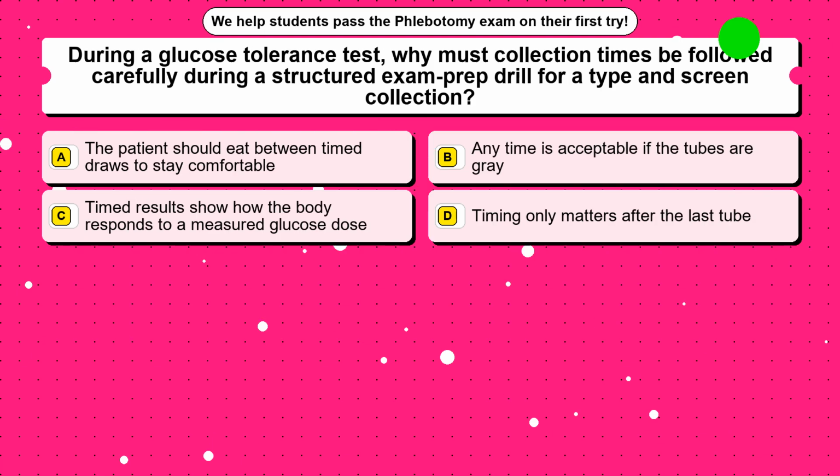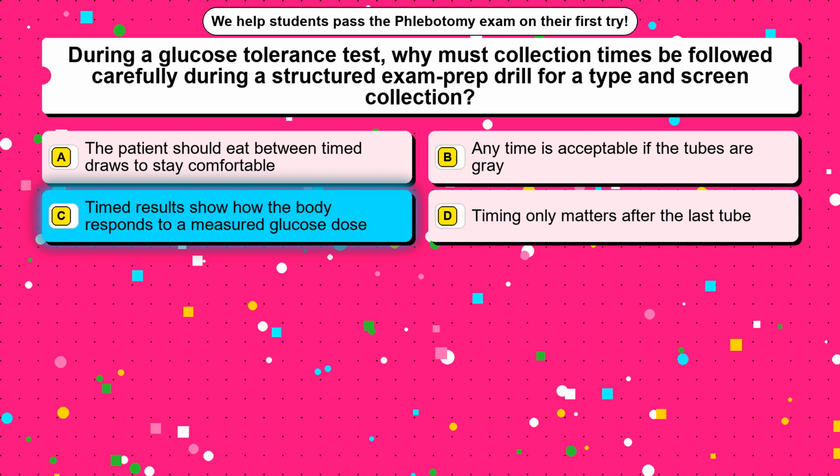Question 41. During a glucose tolerance test, why must collection times be followed carefully during a structured exam prep drill for a type and screen collection? Option A. The patient should eat between timed draws to stay comfortable. Option B. Any time is acceptable if the tubes are gray. Option C. Timed results show how the body responds to a measured glucose dose. Option D. Timing only matters after the last tube.